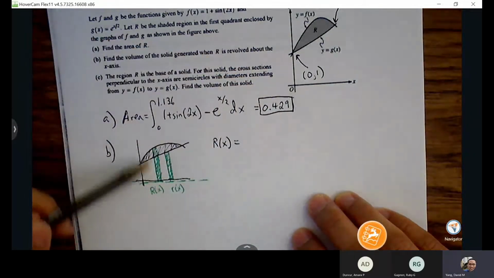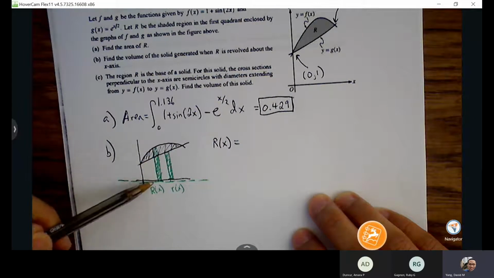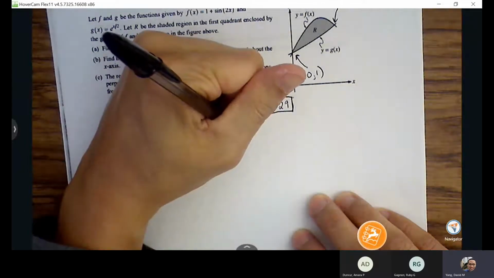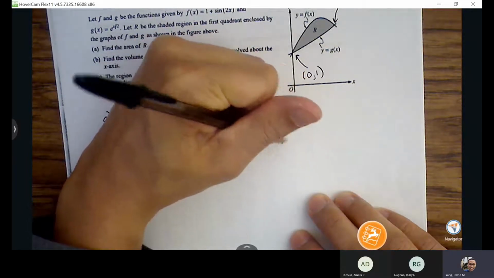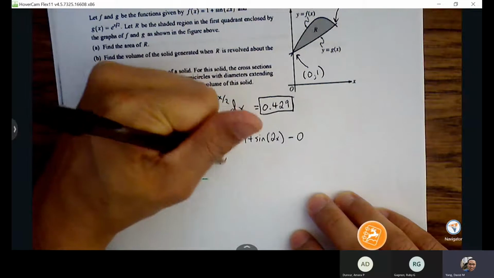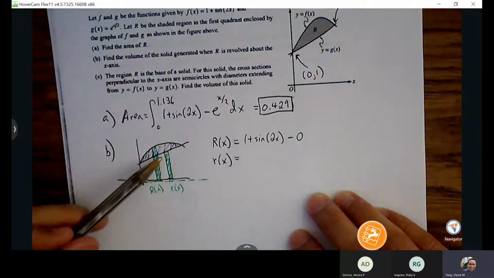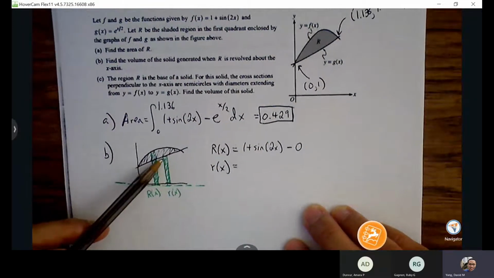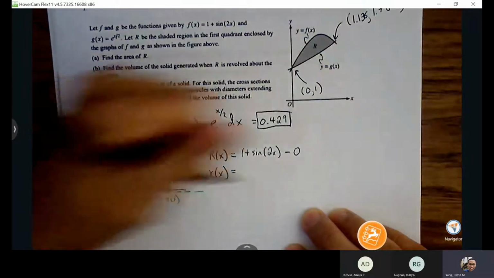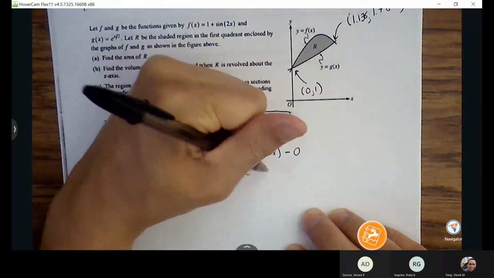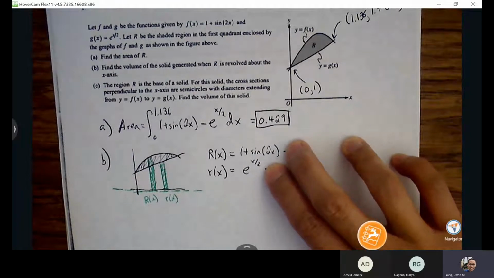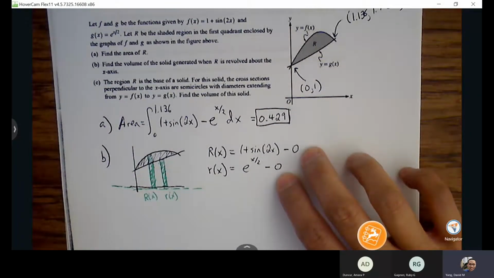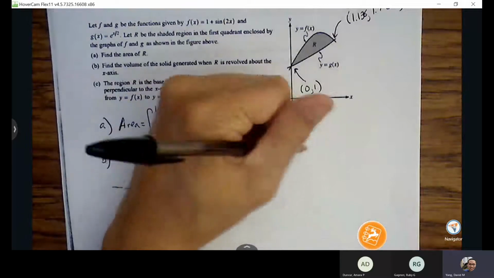Big radius, top minus bottom. The top is sitting at the f, the bottom is sitting at the 0. Little r, the top of the small radius is sitting on the e to the x over 2. Bottom is sitting at the 0. You can basically drop the zeros because it's not going to impact. Okay, washer method.